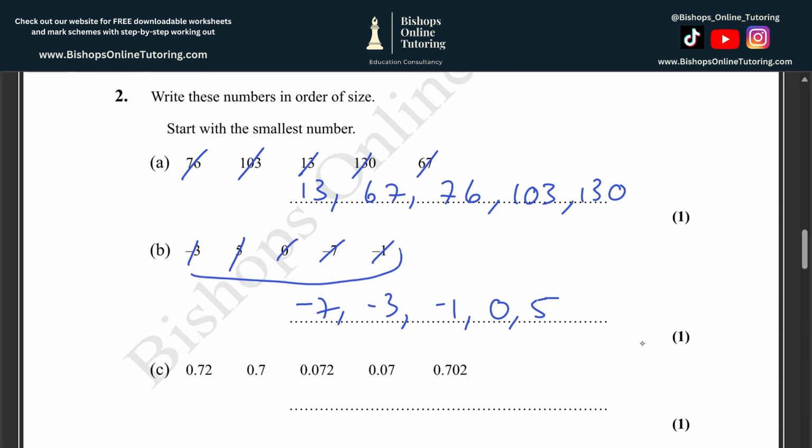Another benefit of crossing off these numbers as you write those down is sometimes if you're given a lot of numbers, people can forget to put all the numbers on the answer line, and just that alone can lose you the mark. So just play it safe, cross the numbers off.